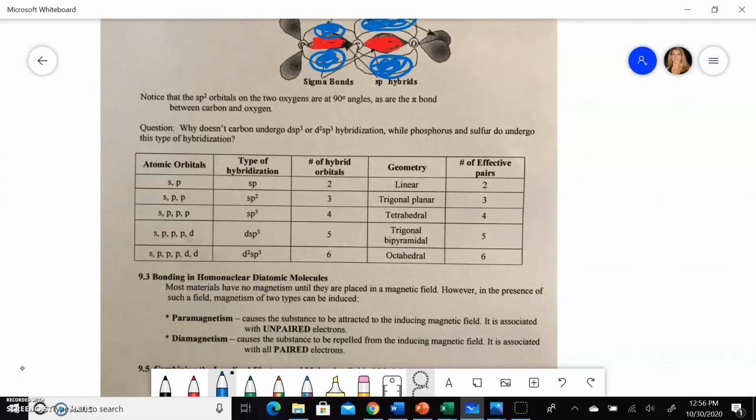So first of all, notice that the sp2 orbitals on these two oxygens are at 90-degree angles, as are the pi bonds between the carbon and the oxygen. So the question is, why doesn't carbon undergo dsp3 or d2sp3 hybridization and phosphorus and sulfur do? And the answer is the same as the reason why it can't hold more than the octet. That's because carbon is in the second row. So all of its valence electrons are in the second energy level, and it doesn't have an empty d orbital because there's no such thing as a 2d.